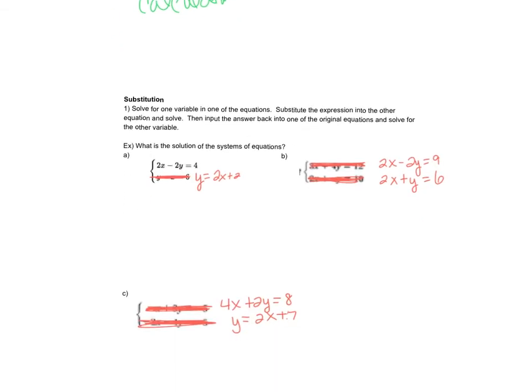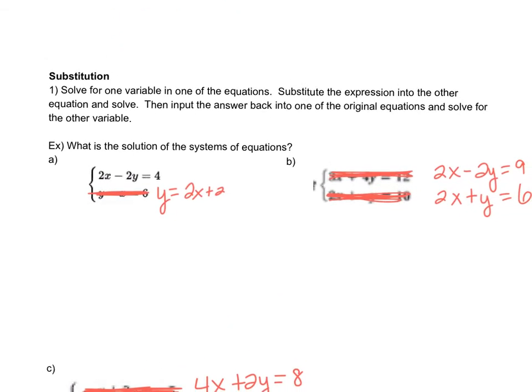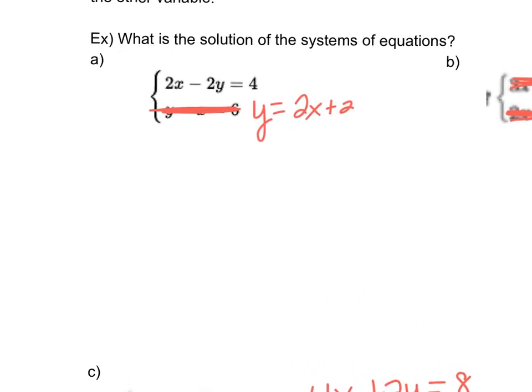So the next one I'm going to talk about is substitution. And this one works great at certain times. Sometimes it's not as easy to use, but it just depends on the situation. So how you use substitution is you solve for one variable in one of the equations, and then substitute the expression into the other equation and solve, then input the answer back into one of the original equations and solve for the other variable. Okay, let's just start doing it. I think it'll make more sense once we start.